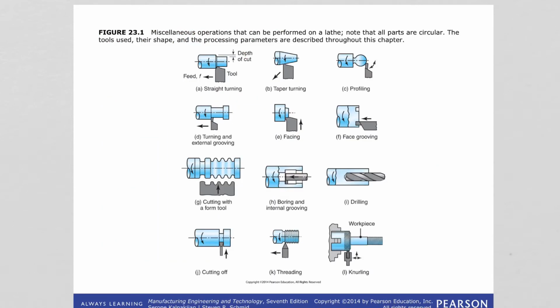And let's take a look at that. By the way, turning operations cover A to D. So A, B, C, D. All those are turning operations. E and F, they are facing, and G is where the image of machining with form tools is showing up.